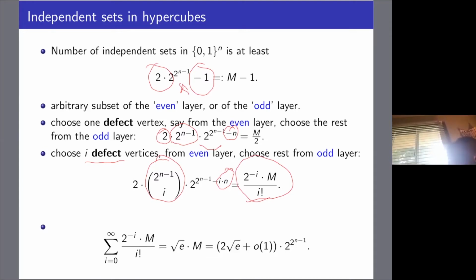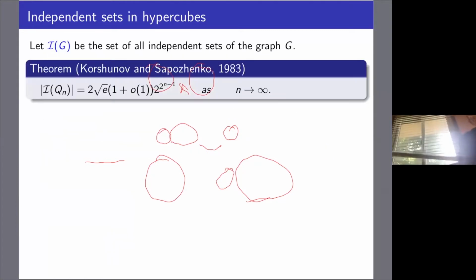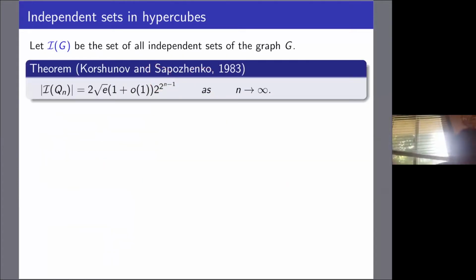Summing it up, we get a nice series, and we get e as a constant factor. So we generated 2 times square root of e times the trivial lower bound many independent sets. And it was proved by Korshunov and Sapozhenko a long time ago that this trivial lower bound is actually asymptotically sharp.